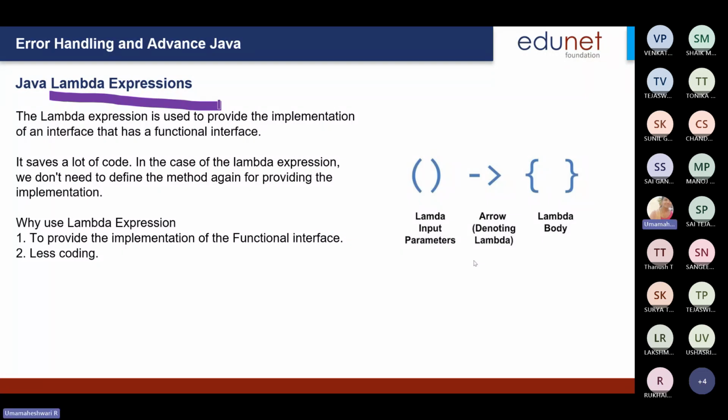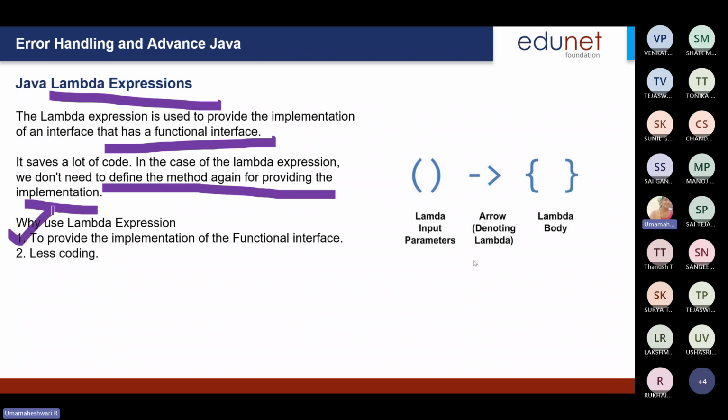This is very, very important: the Lambda expression. A Lambda expression is used to provide the implementation of an interface that is a functional interface. It saves a lot of code. We don't need to define the method again for providing the implementation. It is mainly to provide the implementation of functional interfaces with less coding. So these are the two key points.